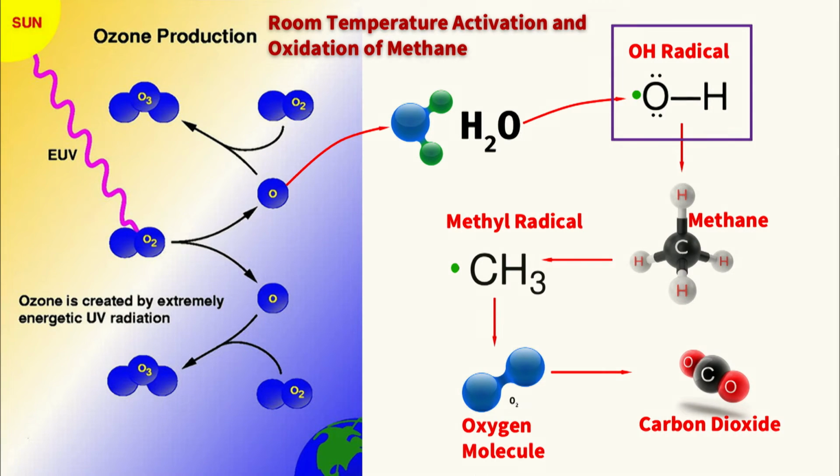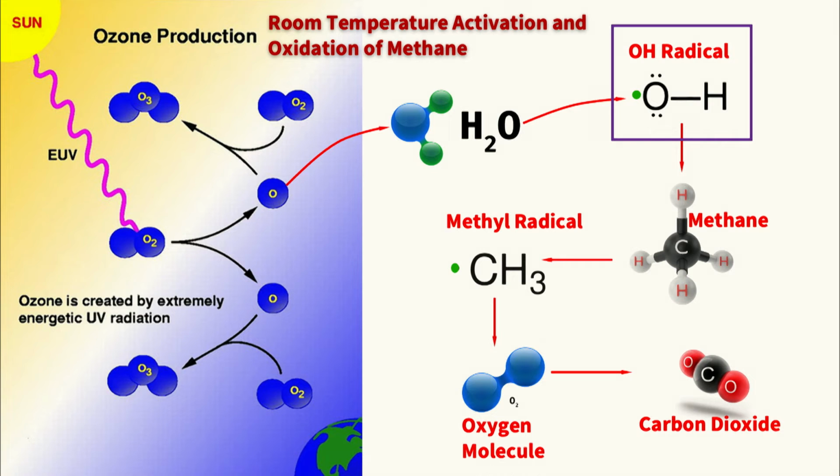So OH grabs a hydrogen, gets activated and forms water, and it leaves behind something called a methyl radical, which is CH3 with a little electron hanging out. That's the little green thing. And so when this methane is now activated, now it can react. The methyl radical collides with an oxygen molecule. There's enough oxygen out there.